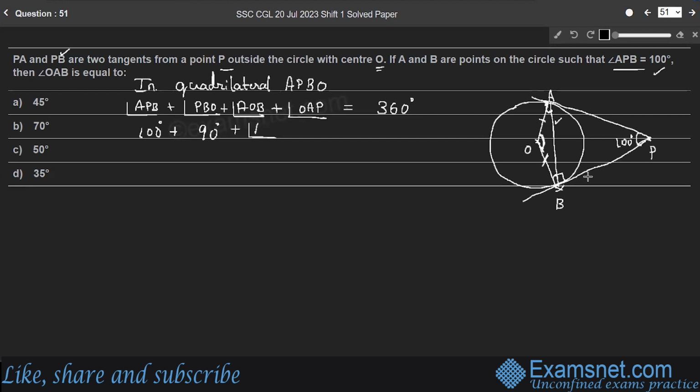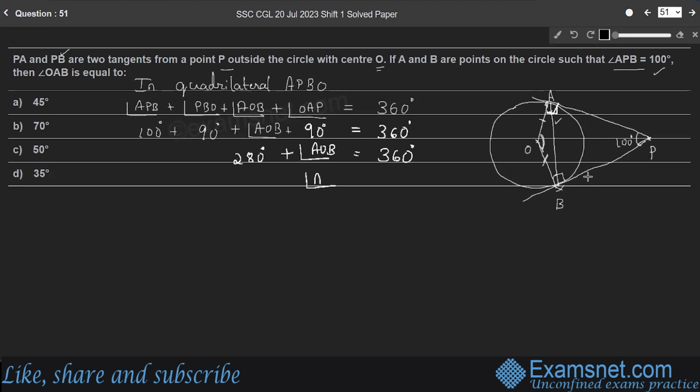AOB we need to find, plus OAP is also 90 degrees, because tangent PA makes a right angle with the radius of the circle at the point of contact, which totals 360 degrees. Therefore, 100 plus 90 plus 90, which is 280, plus angle AOB is 360 degrees. Therefore, angle AOB is 360 minus 280, which is 80 degrees. So let us consider this as 1.